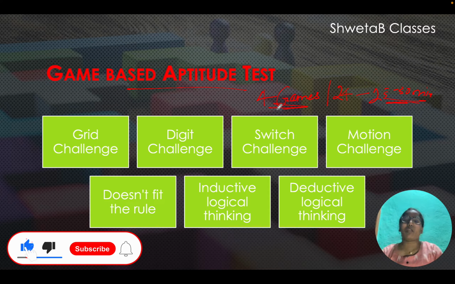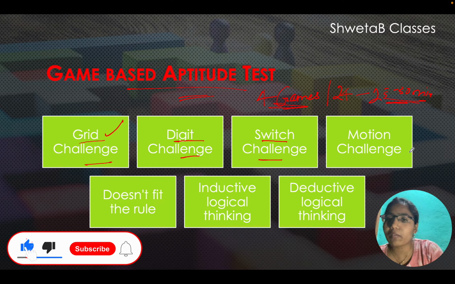Okay, and what kind of games will be given here? When I say aptitude test, it is a game based aptitude test, right? Here there is no regular aptitude test. Only a game based aptitude test is there in Capgemini. So the challenges will be grid challenges. These are a few; there might be more also. Digit challenges will be given. Switch challenges will be given. Motion challenge will be given.